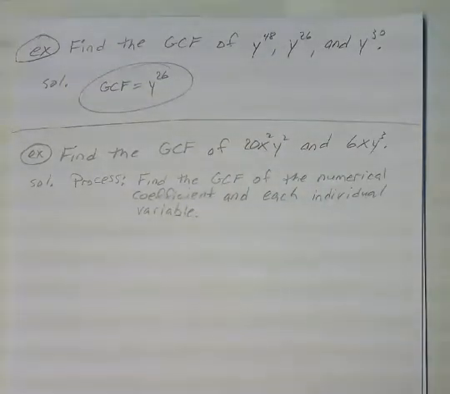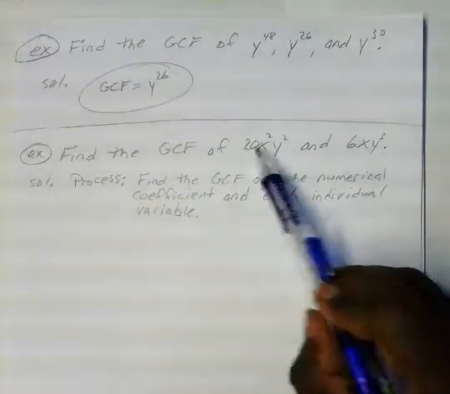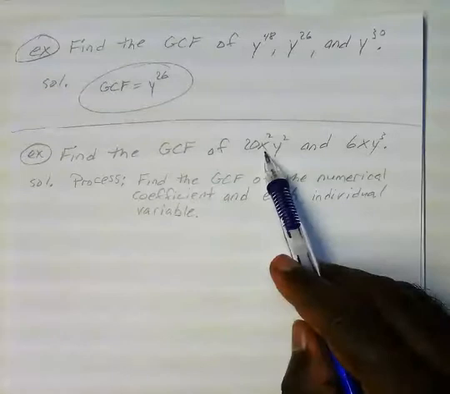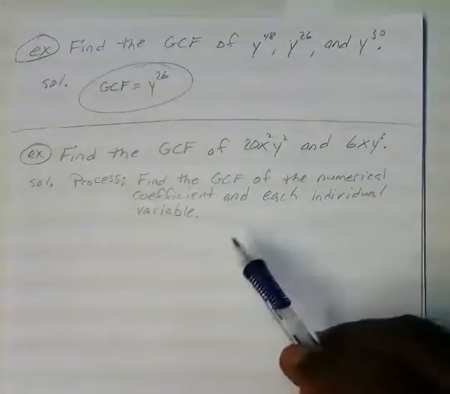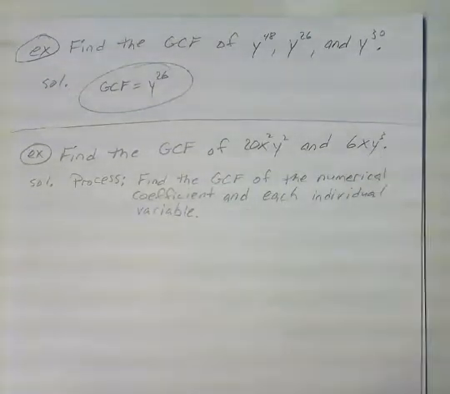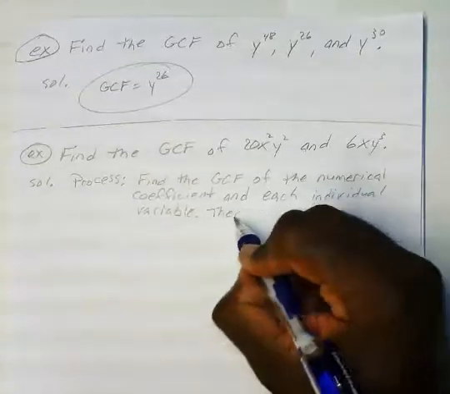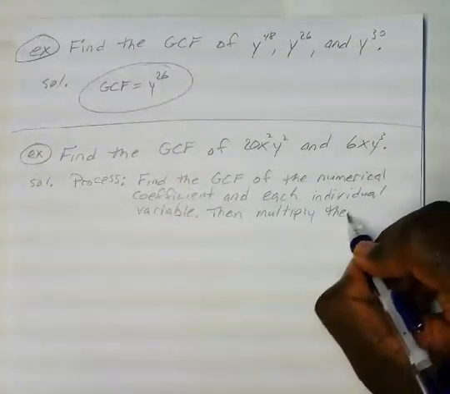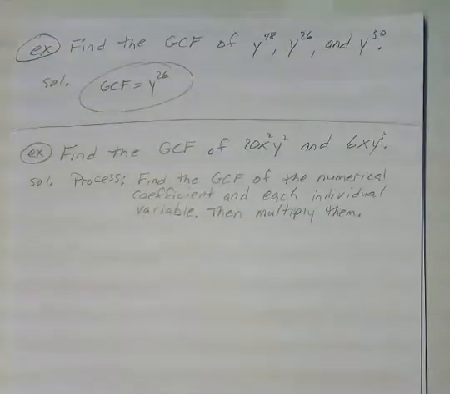Okay, so that means you're going to find the greatest common factor of 20 and 6. You're going to find the greatest common factor of x squared and x. And then you're going to find the greatest common factor of y squared and y to the third power, or y cubed. Then multiply them. Once you find each individual greatest common factor, you're going to multiply all three of those to find the overall greatest common factor.